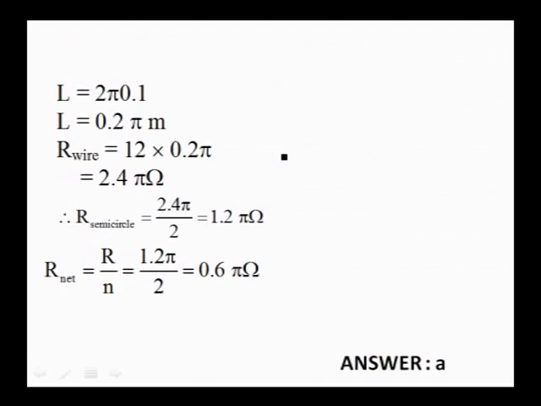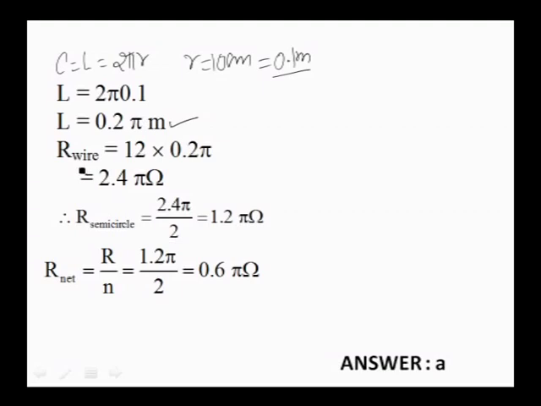See, the total length of the wire, that is the circumference of the circle, is equal to 2 pi r. According to the problem, the radius is equal to 10 centimeter, which can be converted into meter, that is equal to 0.1 meter. Here 2 pi r, 0.1 into 2, it is becoming 0.2 pi meter. That is the length of the wire. How much is length? This much of length.